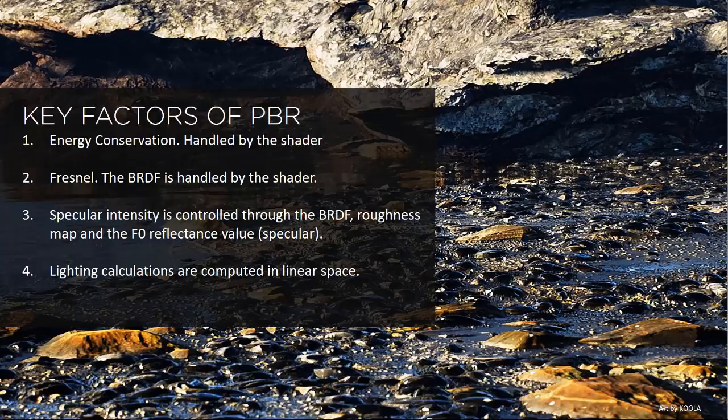And then what I like to say is when we look at specular intensity, it's controlled through the BRDF, the roughness map, and the F0 reflectance value. All three of those are really controlling what that specular intensity is. And we know that we're not changing the BRDF, and most of the time we don't even need to change that F0 value. So like you said earlier, Fabrice, you're really looking at that roughness map. Yeah. Roughness is where all the creativity happens.